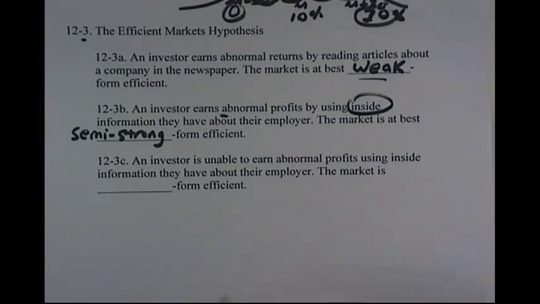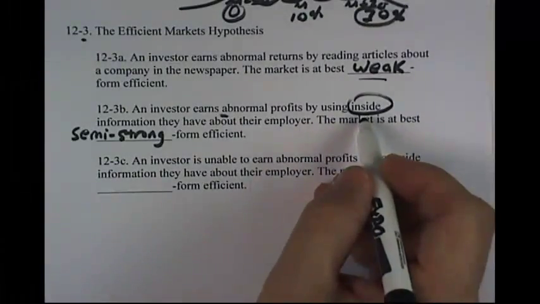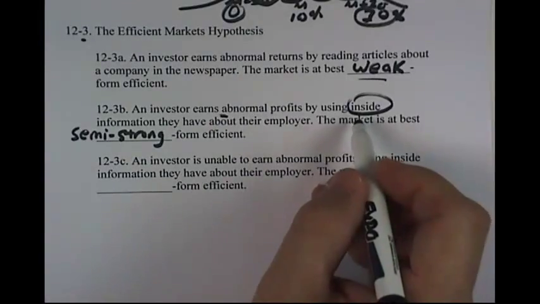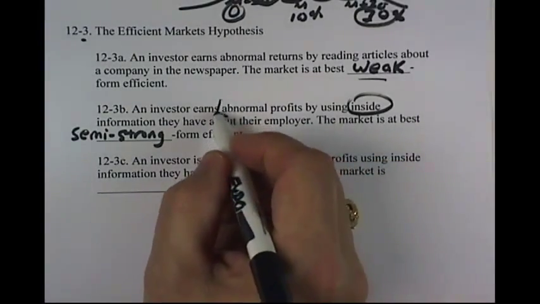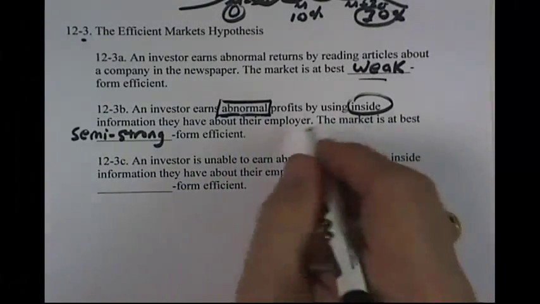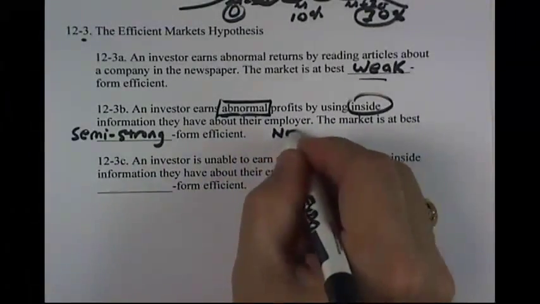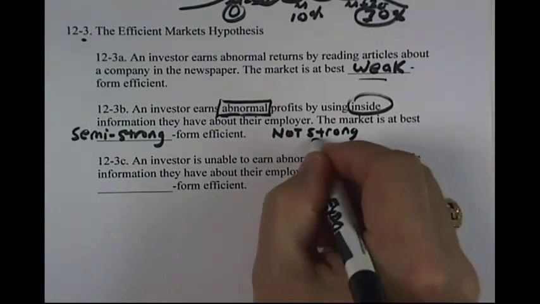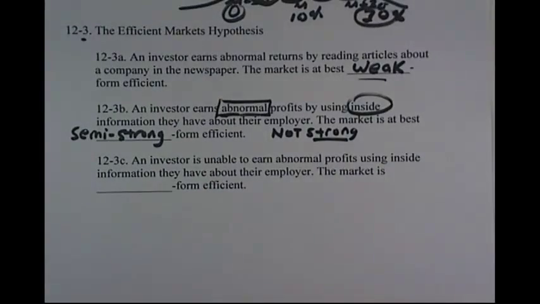If the market is strong form efficient, inside information is reflected in stock prices, and it could not be used to earn abnormal returns. Since this investor is earning abnormal returns using inside information, the market is not strong form efficient. So at best, it is semi-strong form efficient in that example.